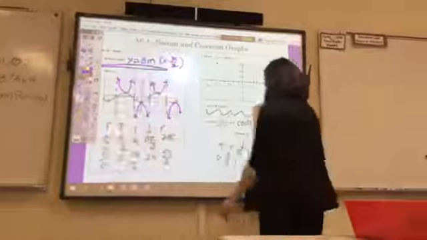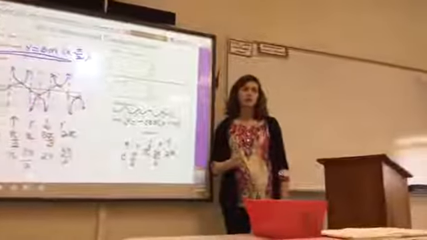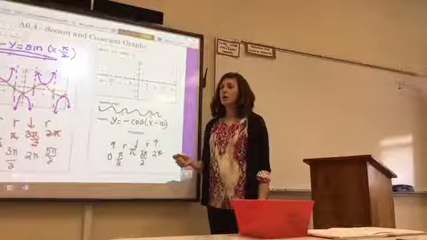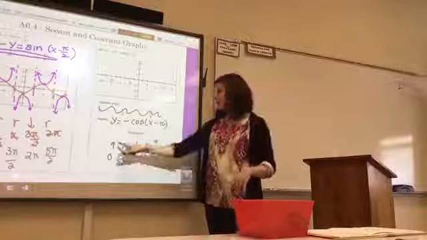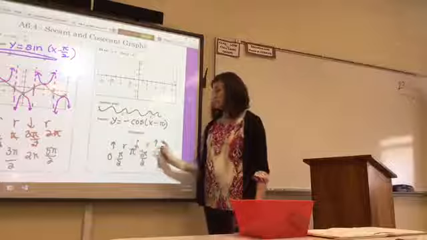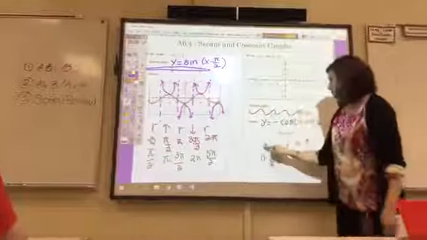Tell me what the negative sign is going to do. It's going to flip the whole graph, but what does it do to my cheat chart? It changes the arrows. Okay, so change your arrows in your cheat chart.